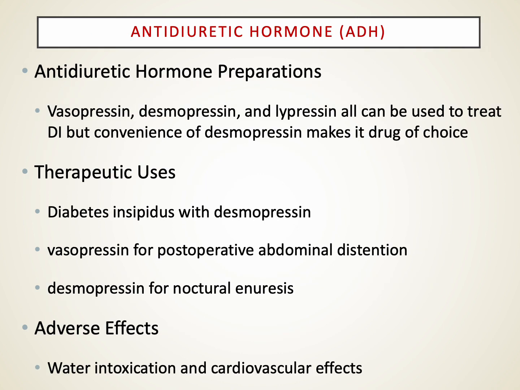So antidiuretic hormone itself, there are a number of preparations when it needs to get replaced. Vasopressin or desmopressin or lypressin all can be used to treat it. Desmopressin is probably the easiest to use because it's an inhaled form as well as other formulations. And there's a nasal inhaled form that's used for many cases of diabetes insipidus.